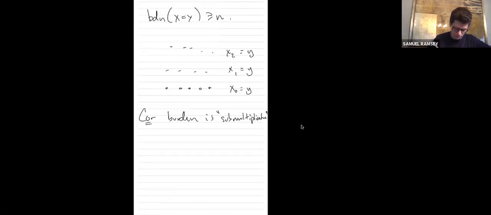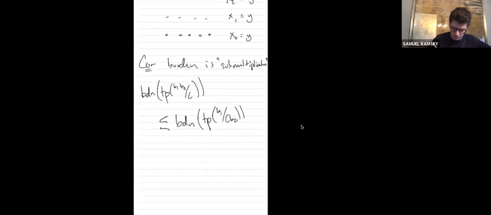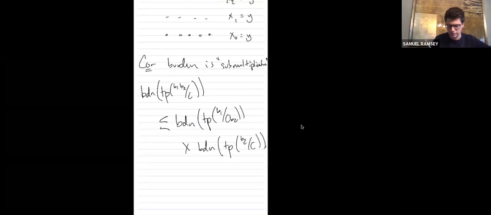So if you compute the burden of the type of B1, B2 over C, this is less than or equal to the burden of the type of B1 over C B2 times the burden of the type of B2 over C, which is an immediate consequence of what we proved. Right? I mean, yeah, it just follows.